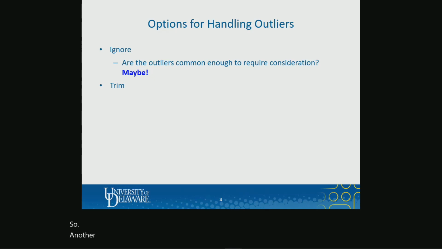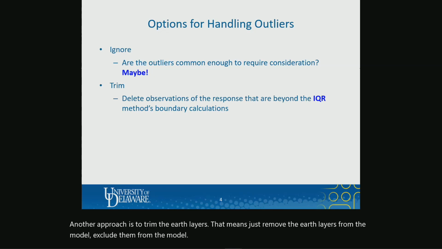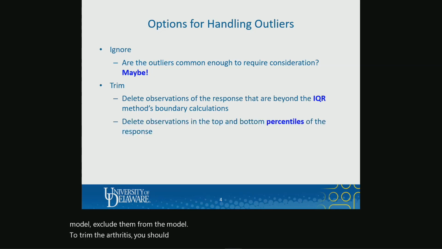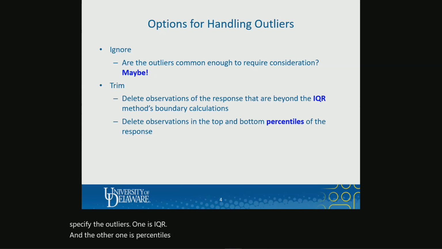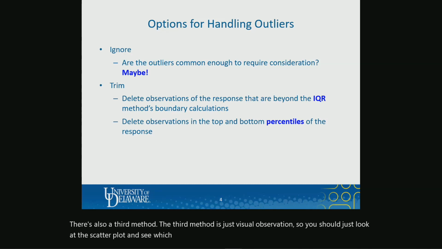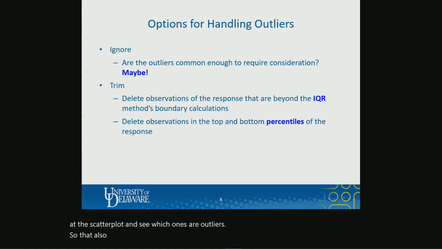Another approach is to trim the outliers. That means just remove the outliers from the model, exclude them from the model. To trim the outliers, you should specify what the outliers are. There are two main methods to specify the outliers. One is IQR, and the other one is percentiles. There is also a third method. The third method is just visual observation. So you should just look at the scatter plot and see which ones are outliers. So that also is a method. But the systematic method would be percentiles or IQR.